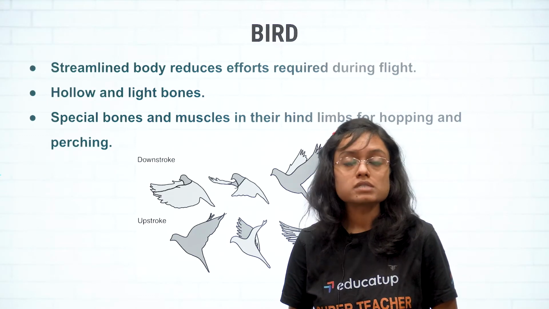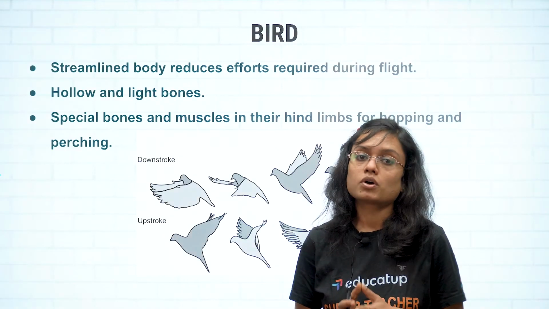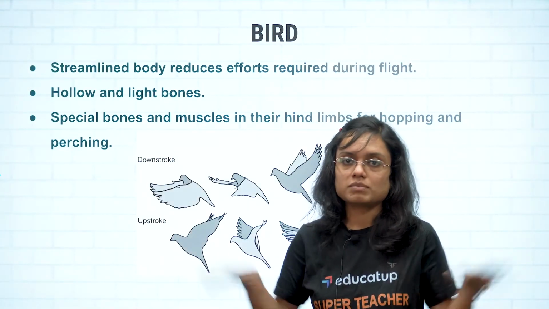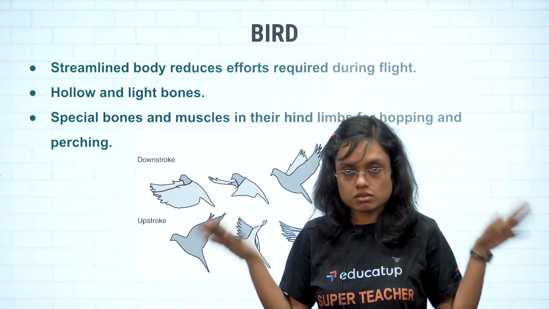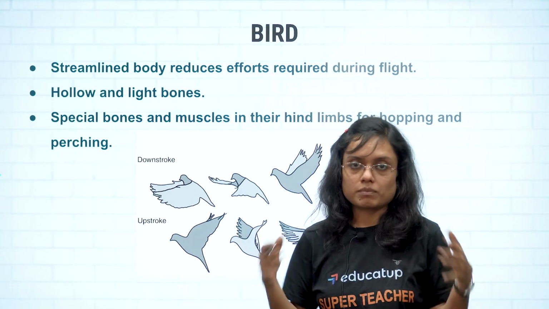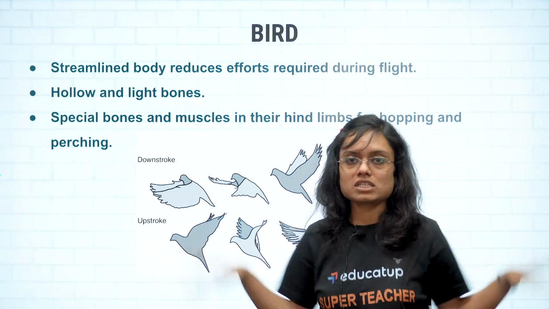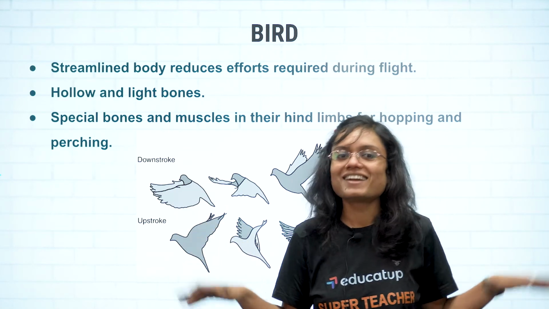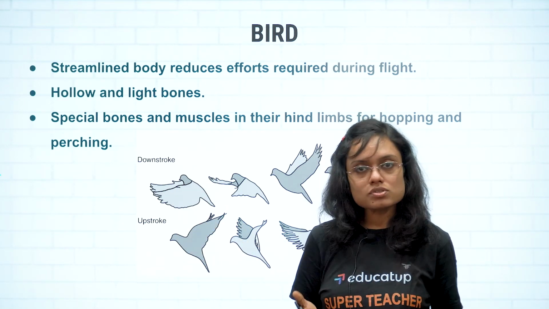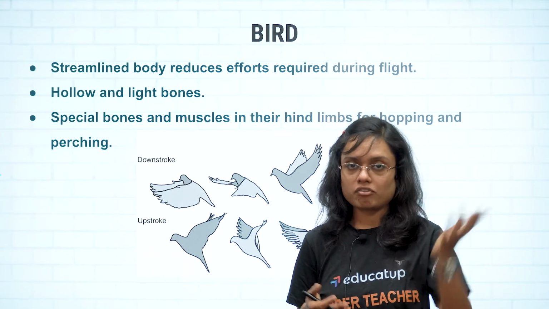If we talk about birds, birds also have a streamlined body shape which reduces the effort during flight. That means when they are flapping their wings to fly, it requires less energy. Because of their body shape, they just flap their wings once or twice and they can fly. They also have hollow and light bones which help them stay in the air for a longer time.